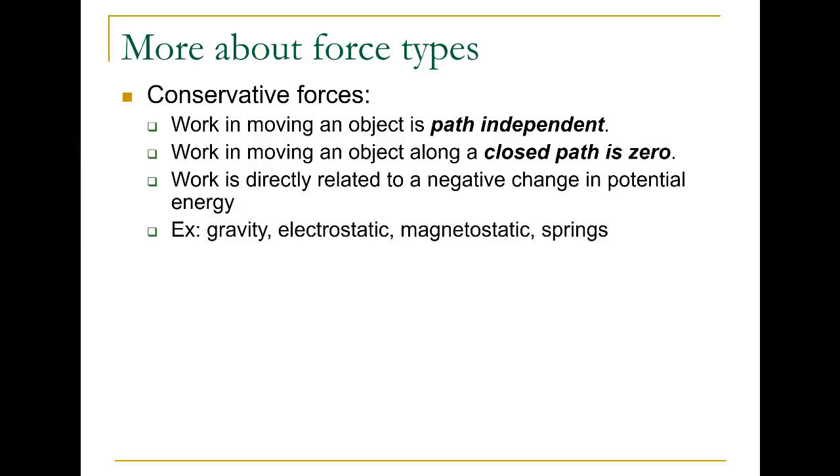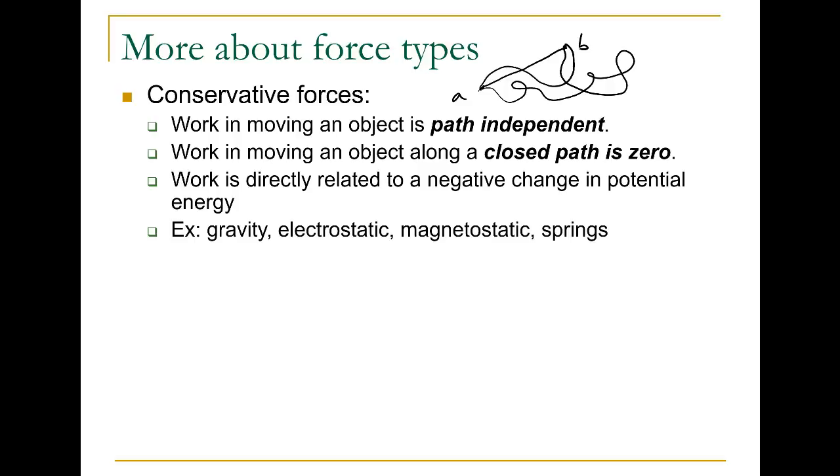And the first type is the conservative force. So when we have a conservative force, the work in moving an object is what we call path independent, which means that as long as we begin at point A and end at point B, the amount of work done doesn't depend on the path that we take, whether we go like that, or like this, or some other crazy winding path. As long as we start at A and end at B, we have the same amount of work done.